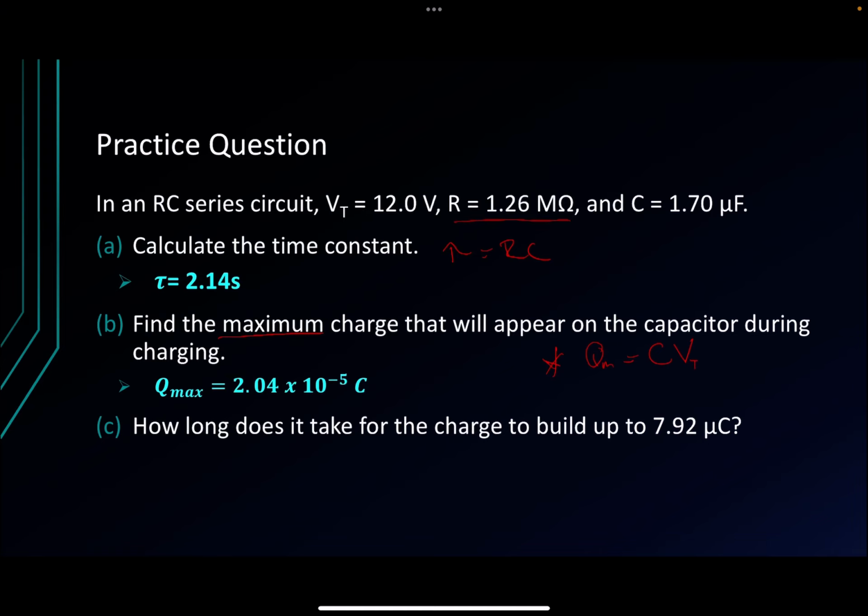So how long? How long means we're looking for time. How long does it take for a charge to build up to 7.92 microcoulombs? Note microcoulombs. What is that? That is a charge at a given point in time. So we're not finding the charge at a given point in time like we were going to in the previous ones, but we are actually determining how long this takes, okay?